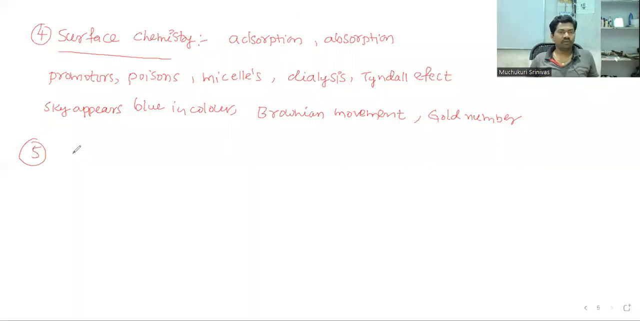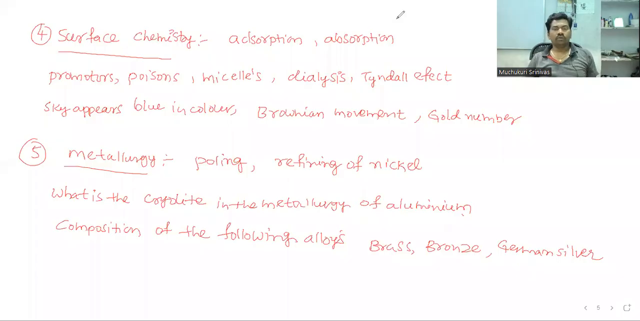Fifth chapter, metallurgy. Define poling. Then refining of nickel, describe the method of refining of nickel. So here Brownian movement, gold number, and next one here poling, refining of nickel.